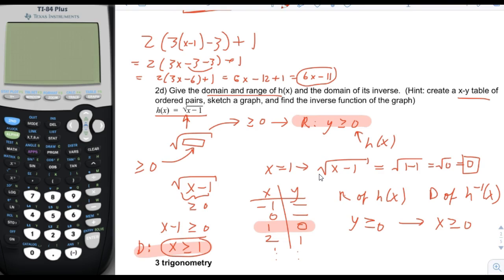And the reason why that works is because when you find the inverse function, you invert it, or you reflect it over the y equals x line. So the y becomes x and the x becomes y. That's why variable interchange works.